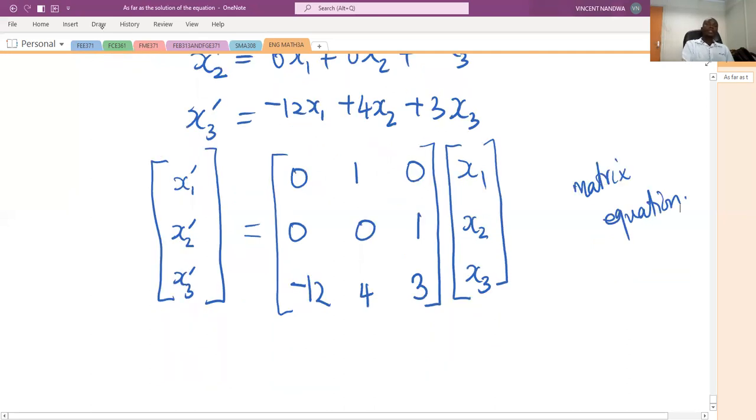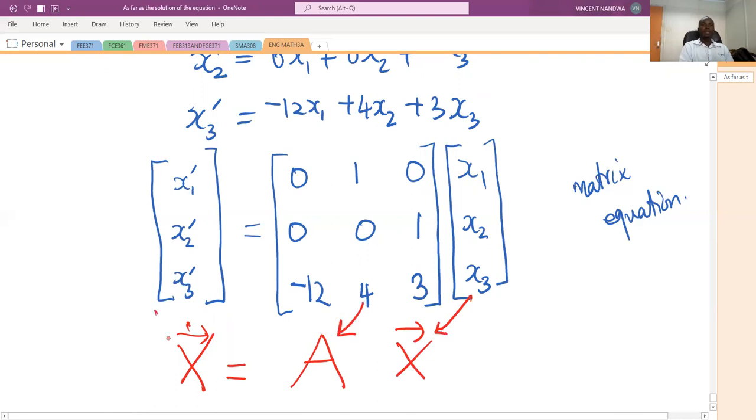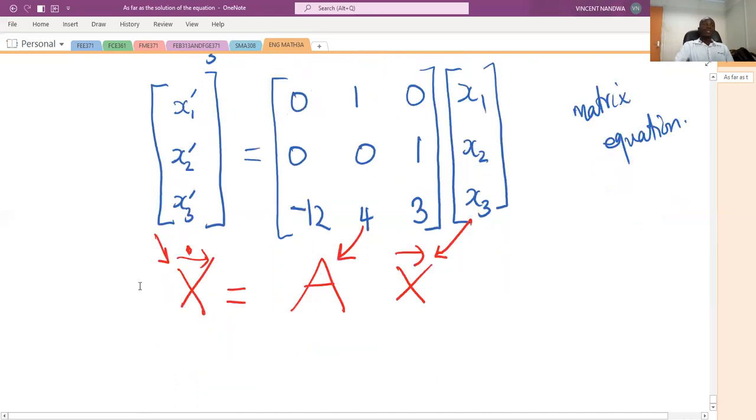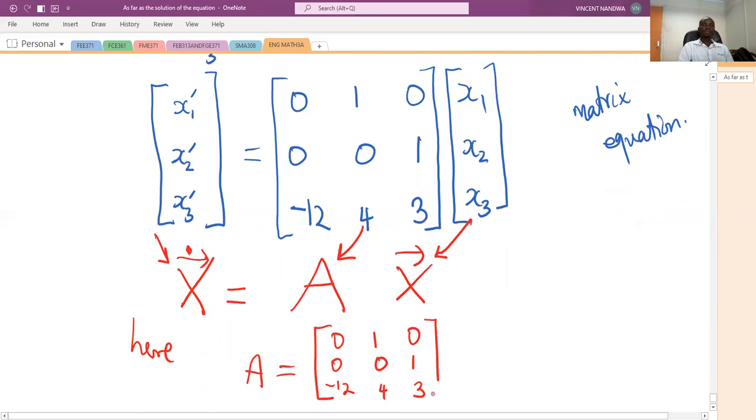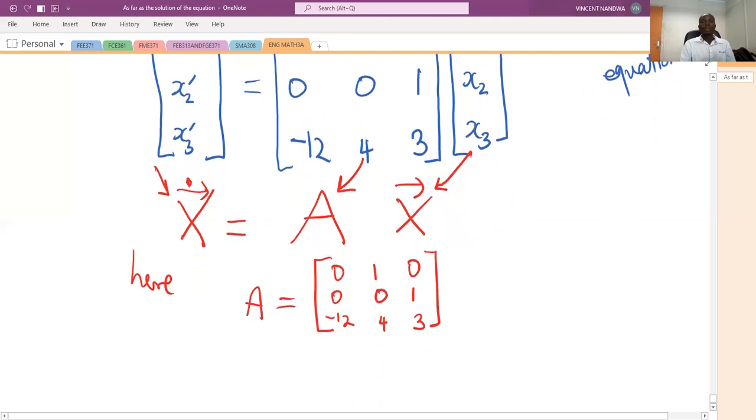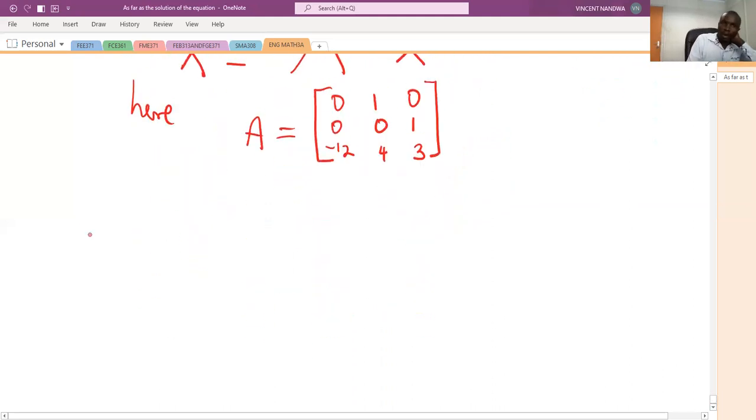Now, this is the structure of the general form. X dot equals AX, where this is the X vector, this is the A matrix, and this is the X dot. So we say here, the A matrix is 0, 1, 0, 0, 0, 1, minus 12, 4, and 3. Which means now we go into the eigenvalues step. So, eigenvalues.